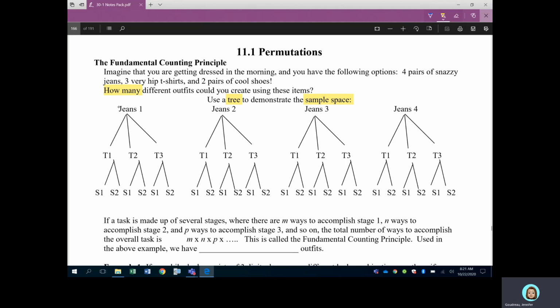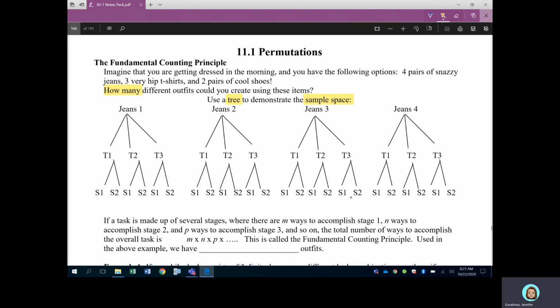So if I choose jeans 1, I have 3 choices: t-shirt 1, 2, and 3. If I choose jeans 2, I have 3 choices: t-shirt 1, 2, and 3. Same with our 3rd pair of jeans, and same with jeans 4. Then you'll notice that off of each t-shirt, we have branching off 2 items, which represents our 2 pairs of shoes. So if I choose jeans 1 and then t-shirt 1, now I can choose between shoes 1 and shoes 2. Same thing here. If I choose jeans 1 and t-shirt 2, I've got 2 choices: shoes 1 and shoes 2. What we're going to do now is count how many branches we have at the bottom of our tree.